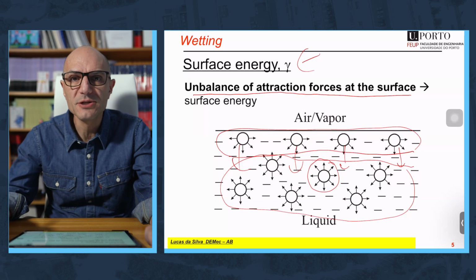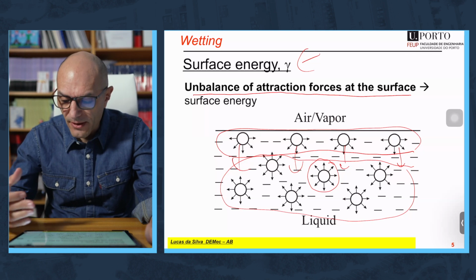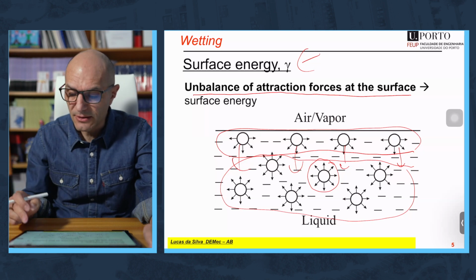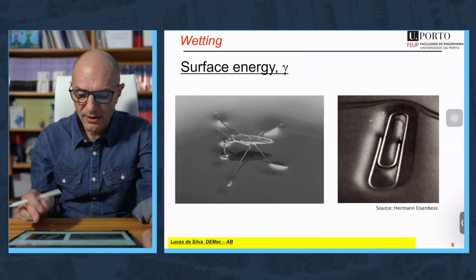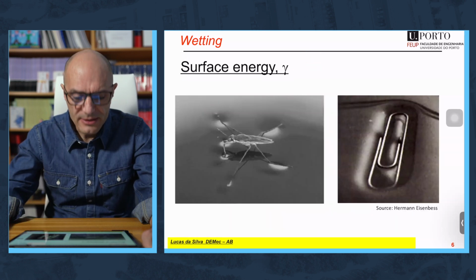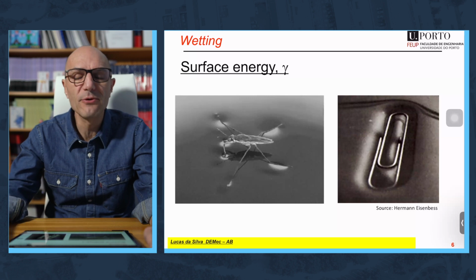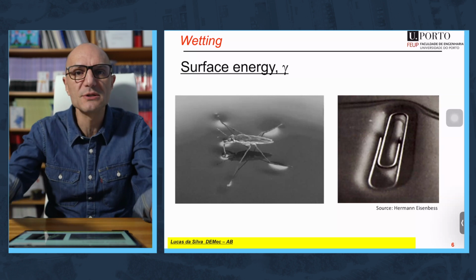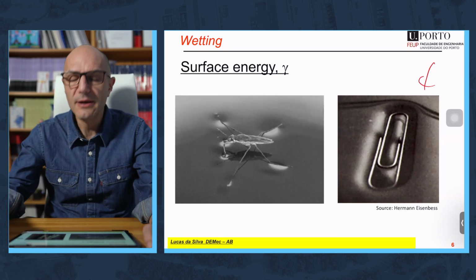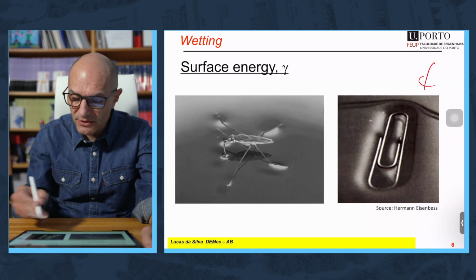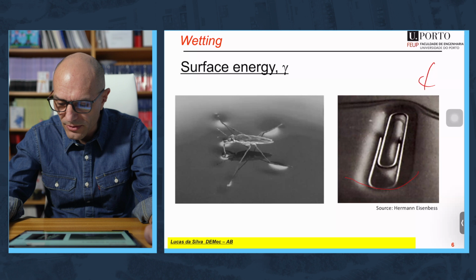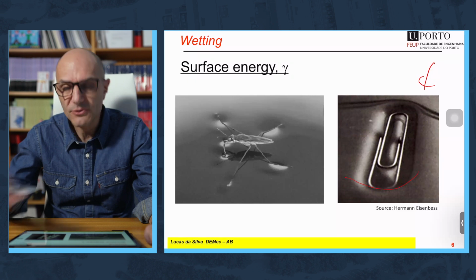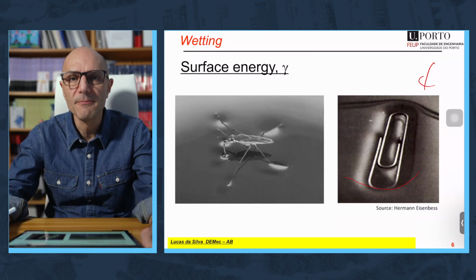This extra energy of the atoms of the material that is at the surface is very clearly seen when we have a liquid. For example, certain insects can float at the surface because of the surface energy. Also, clips can stay at the surface because of the surface energy. You can see very well how the surface of the water is being bent underneath the clip.